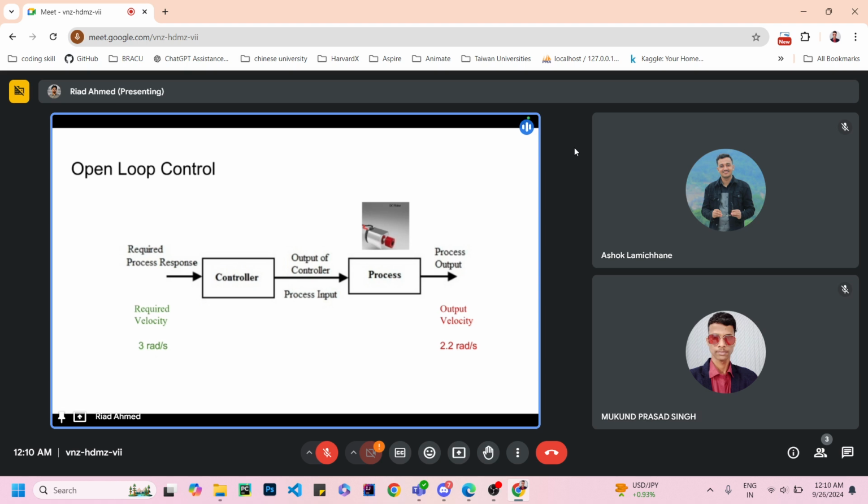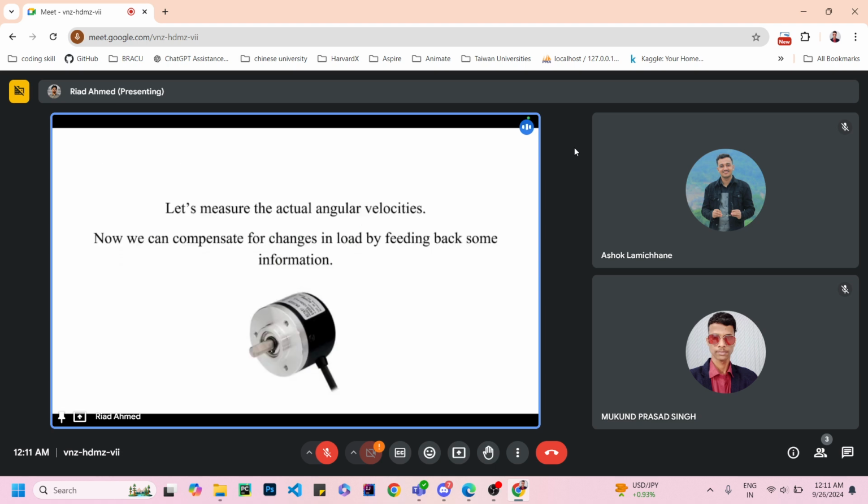We can solve this by using a simple thing. We can integrate a sensor which can measure the output velocity of the motor, and after measuring, that velocity can get inputted to the controller again. If we pass that measured velocity to the controller again, then the controller will try to change the velocity so that the disturbance will get mitigated. So that's the point.